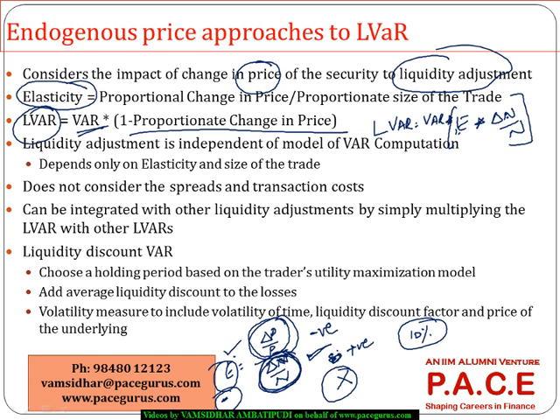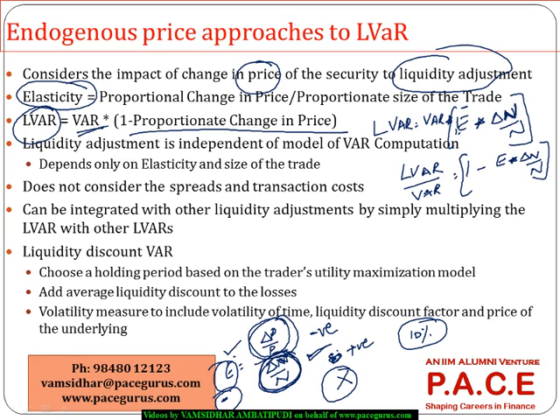So what is it saying? The higher the size, depending on the elasticity, generally elasticity is a negative number. So this is 1 minus a negative number, so 1 plus that high number will be added. So the LVAR to VAR ratio is going to increase. And the easier way to say it is that LVAR to VAR is nothing but 1 minus the proportionate change in price, which is nothing but the elasticity times the size of the trade.